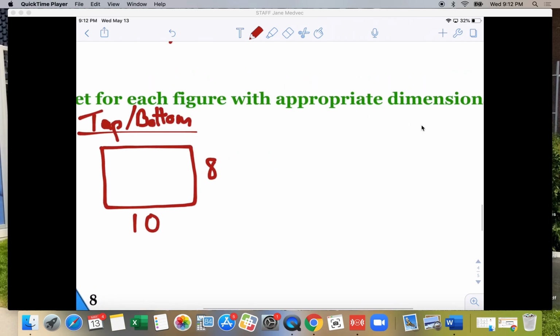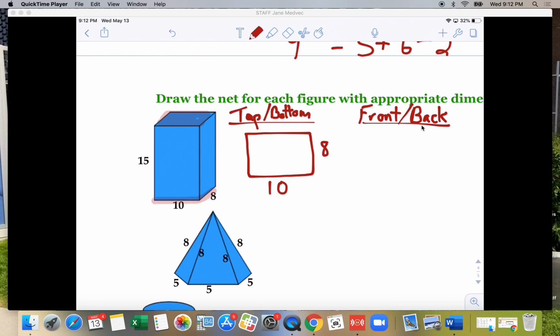Now what I'm going to do is the front and the back. Okay, and if I take a close look at this figure, the front and the back, it's this right here. So it's that rectangle, long and skinny. The bottom of it is 10, and you're going to notice that the sides are 15. Oh, I'm sorry, it's 10, not 8.